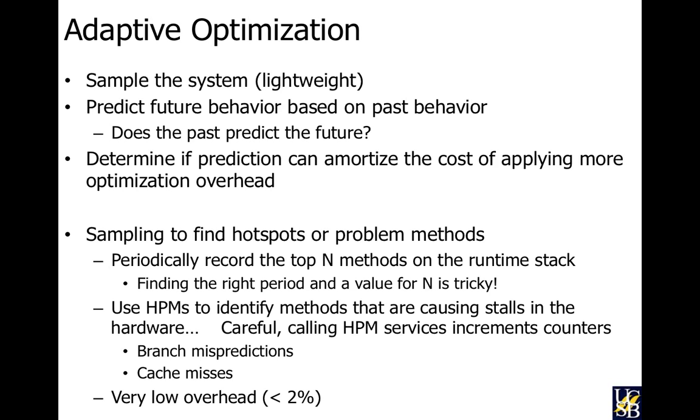Hardware performance monitors are nice because they're very fast, and you can actually sample hotspots with really low overhead as well. So sampling can be really low overhead, in the order of 1 or 2% of the program performance, and it can tell you a lot of things, but it can't tell you everything.